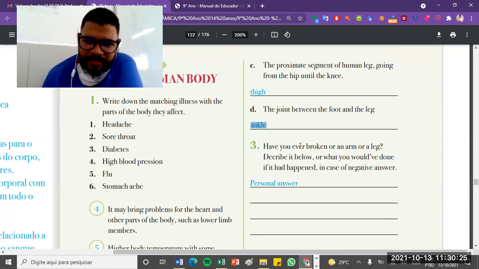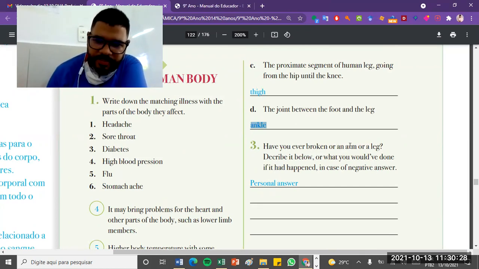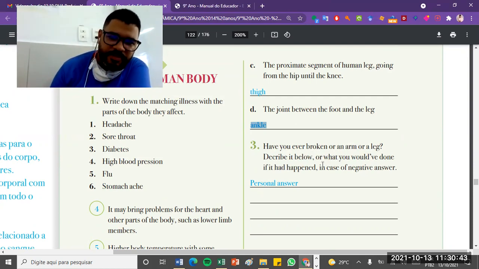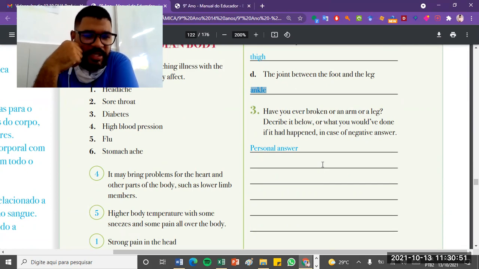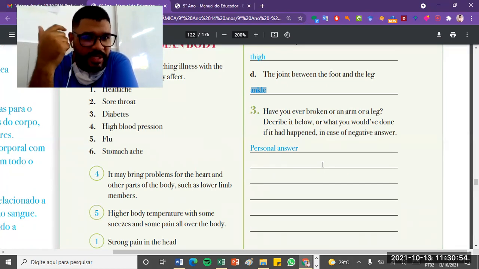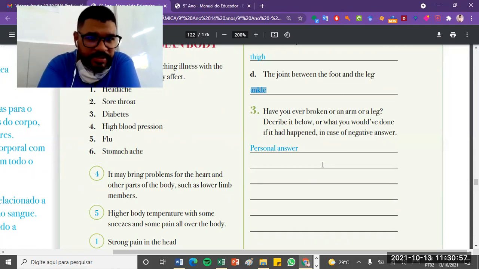And have you ever broken an arm or a leg? Yes, have you done that? Describe it below, or what you've done if it had happened in case of a negative answer. Have you done it? And what have you done? What would you have done if it had happened? In case of a negative answer, please try to say it to me. In case of not, what have you done to a friend to help him? All right? Try to think about it.